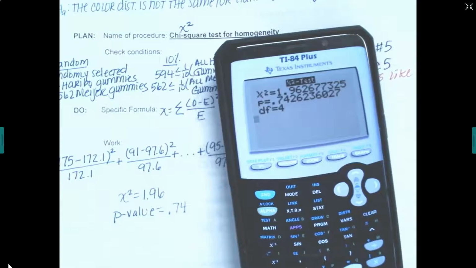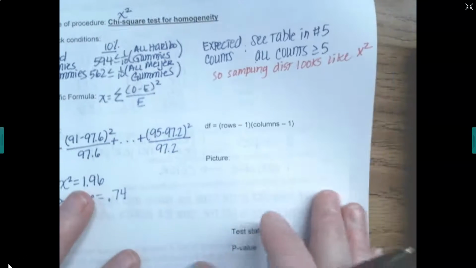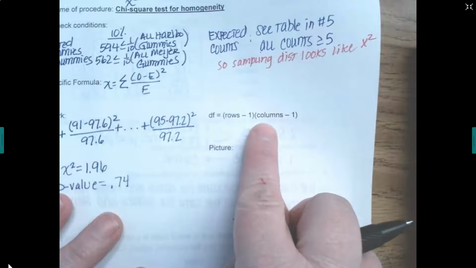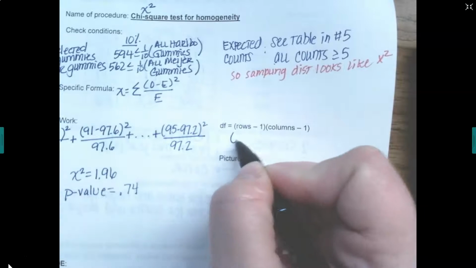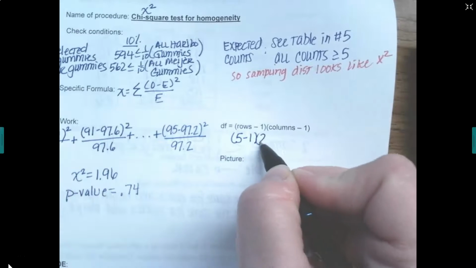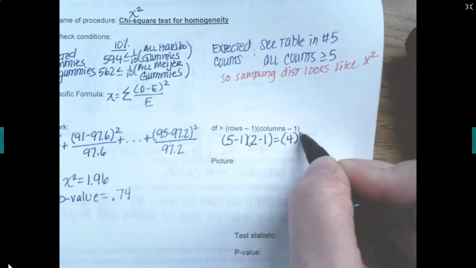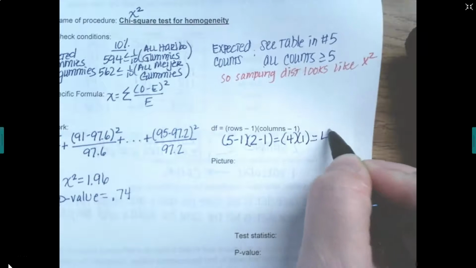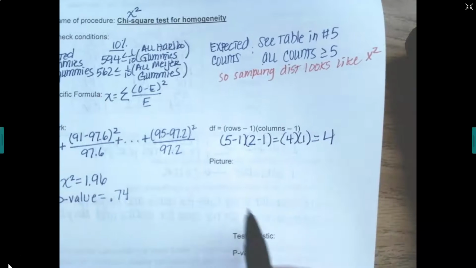0.74. Okay. You can see it says degree of freedom there of 4. So here's how you find your degree of freedom. It's the rows minus 1. So there's 5 rows minus 1. And the columns, there's 2 columns minus 1. So you get 4 times 1, which is 4. So it's the same idea of n minus 1, but because you have 2 different samples, you have to address for both of them.